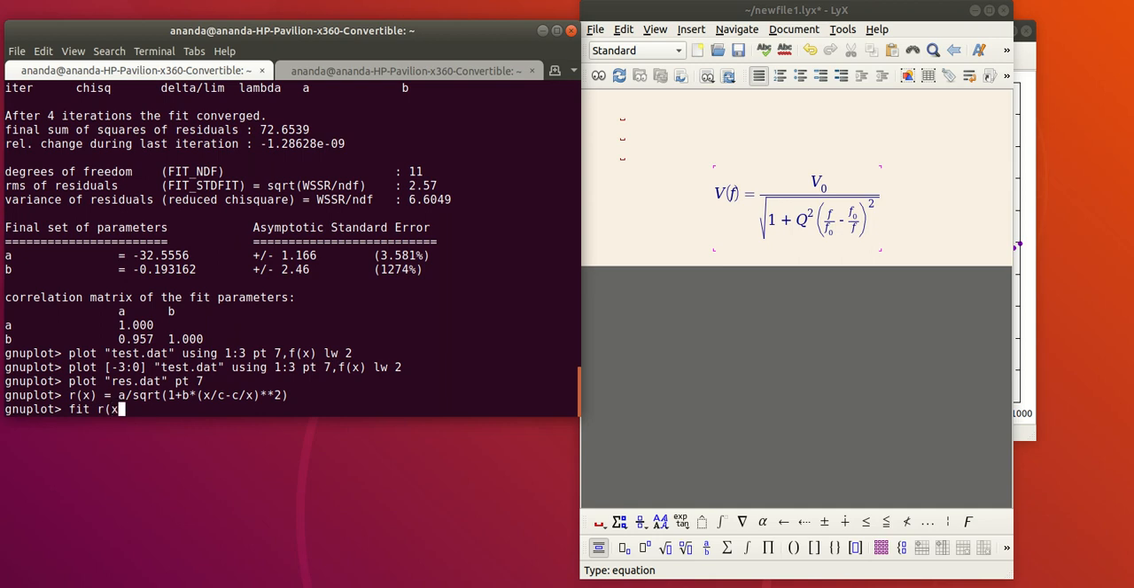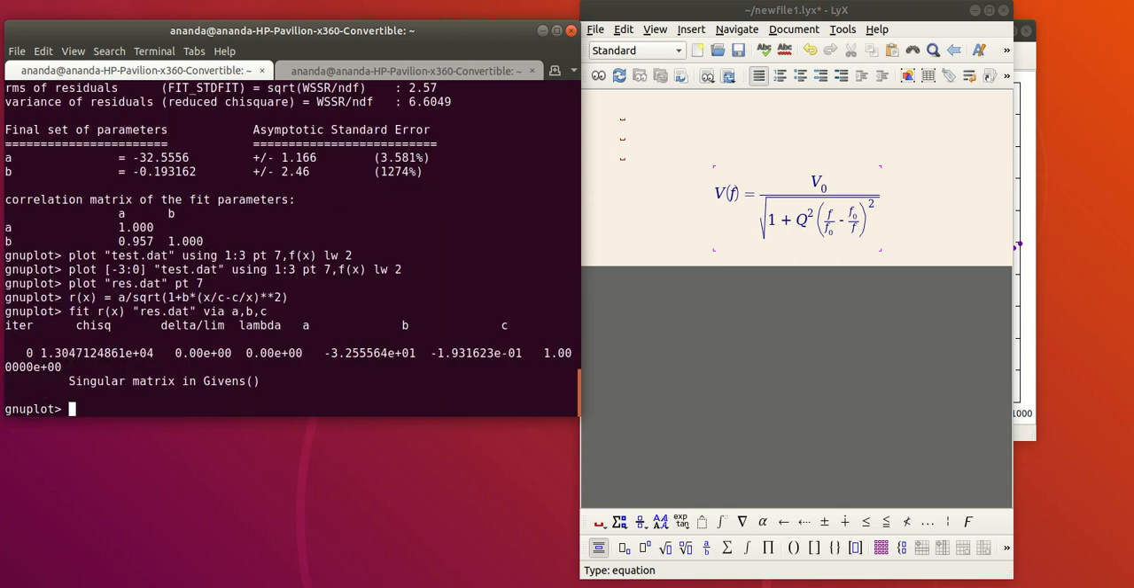I'm saying fit r of x to res.dat, and here the parameters are a, b and c. By the way, after I do this, I cannot go back to my original function f of x, because in this whole process the parameters a and b are going to change. Now I am getting a big problem. It simply says singular matrix in givens, which means it simply cannot handle a, b and c properly.